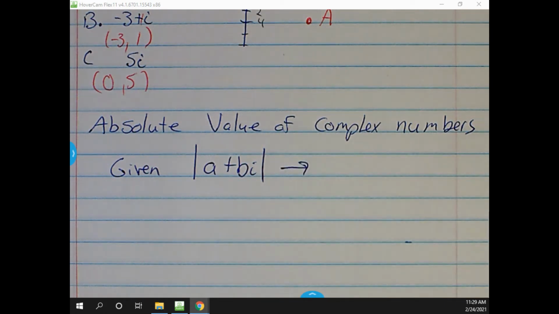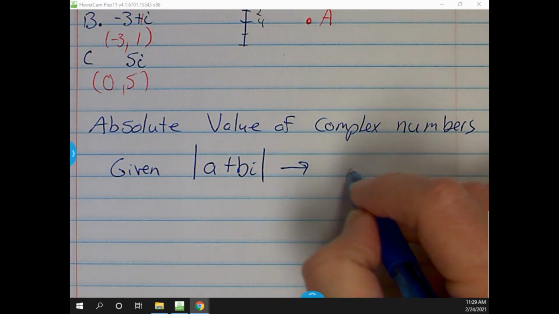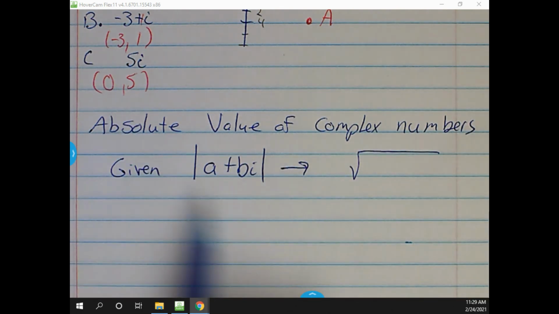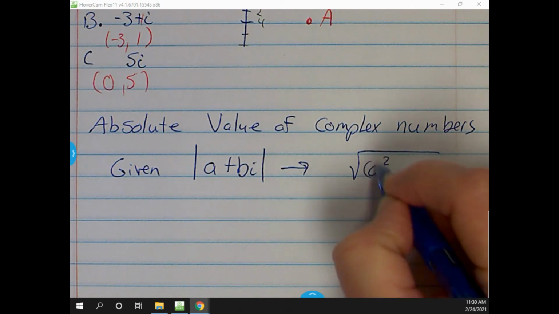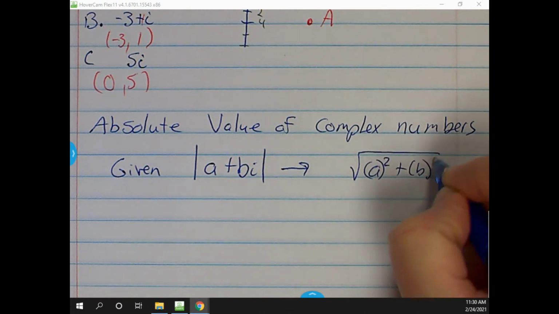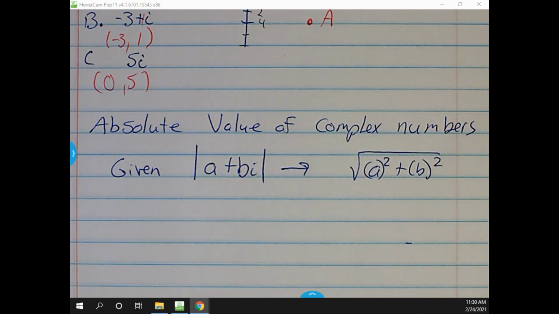So to find the absolute value of it, all you have to do is take the square root, kind of like we did with the ordered pairs here. Basically, you pull out the ordered pair numbers that you would have, which would be the A and the B values, and you square both of those numbers, and then you take the square root of that answer.